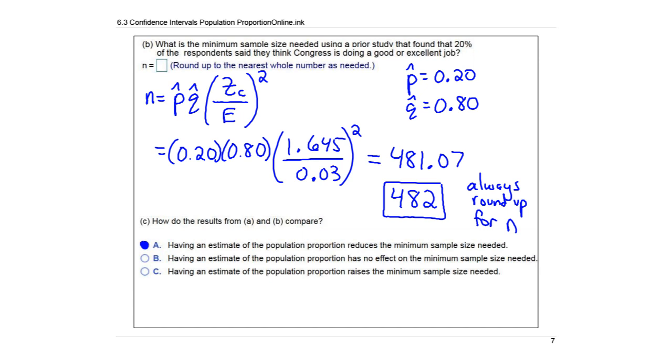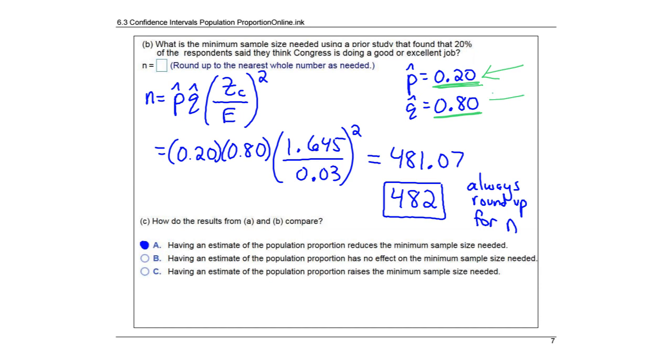All right, so this is the continuation of that same problem. So we still have the same z of c, we still have the same margin of error, but this time they tell us that a prior study found that 20% of the respondents think Congress is doing a good job. So this time we're going to use that 20% as p hat. So that's going to be 0.20. We need to find q hat. So q hat is just 1 minus p hat. So if you take 1 minus the 0.20, you get 0.80.